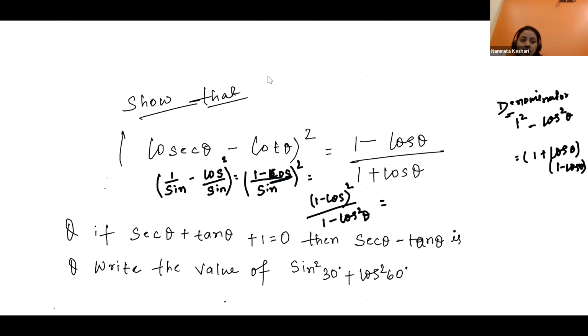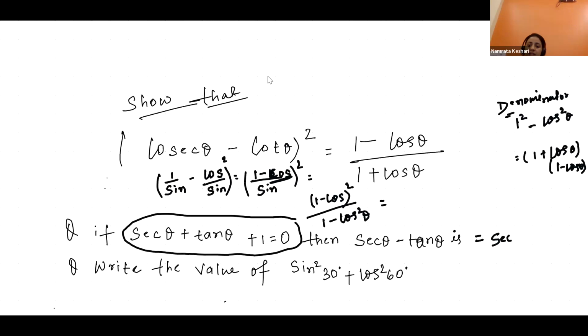The next one. Okay, Aisha asked the next one. It's given that sec theta plus tan theta plus 1 is equal to 0. From this part, we can write that sec theta plus tan theta is equal to minus 1. Yes or no? From the given part, we can write it, right? But we don't have to find sec theta plus tan theta. We have to find sec theta minus tan theta.